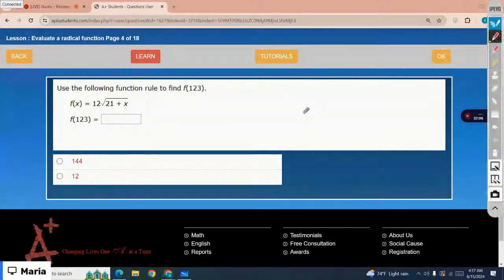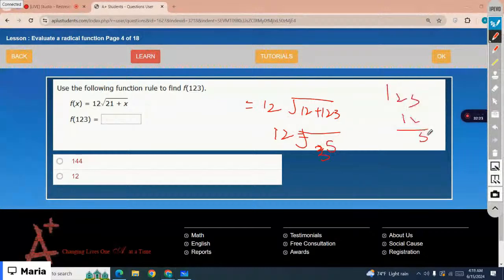That would be then 12 square root 12 plus 123, yes, 135 it is, right? 21, sorry, that's not 20. Let me just do it again.